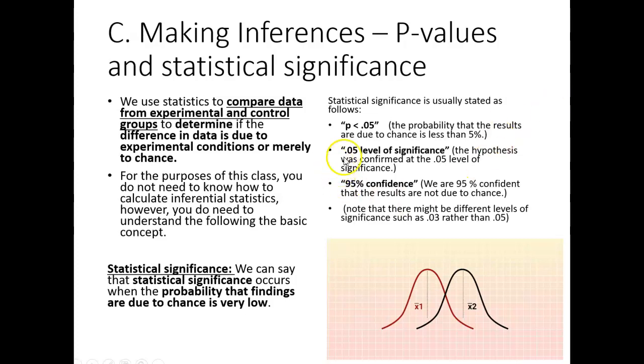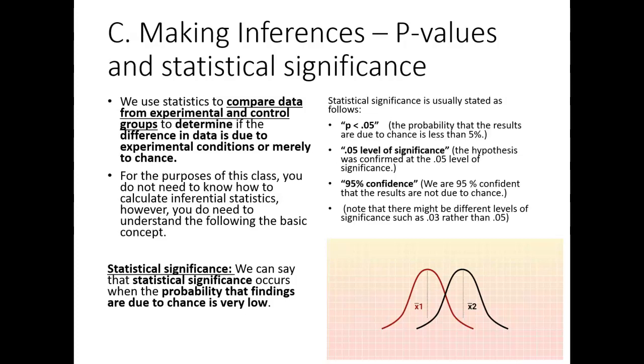If you see this 0.05 level of significance, you would say the hypothesis was confirmed at the 0.05 level of significance. If you see 95% confidence, then it's all the same thing. We are 95% confident that the results are not due to chance. In other words, they're due to the action of the independent variable, which in this case is the reading program for fifth graders.